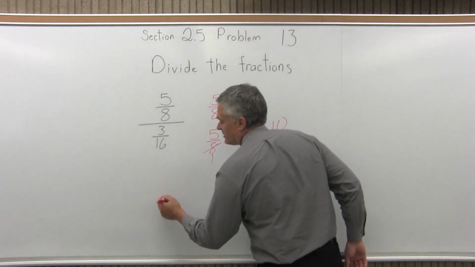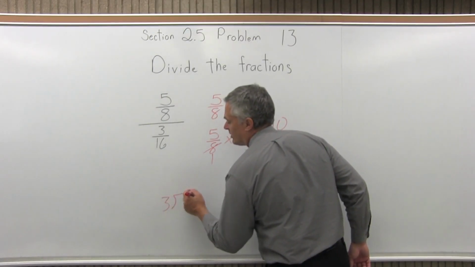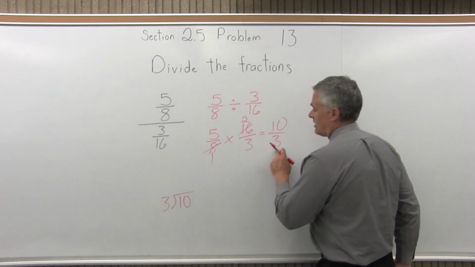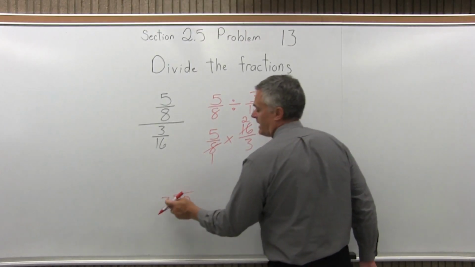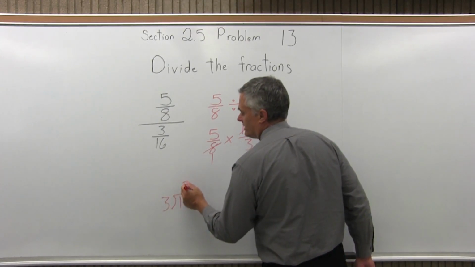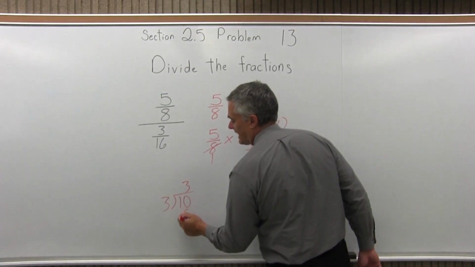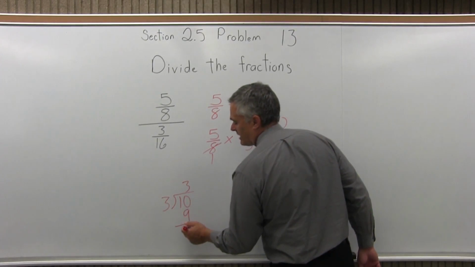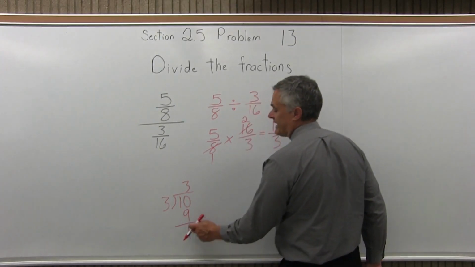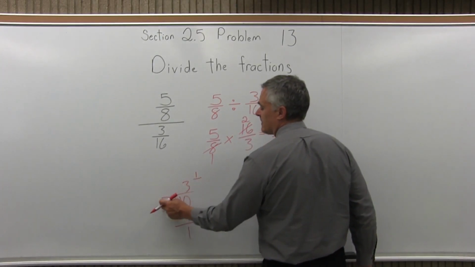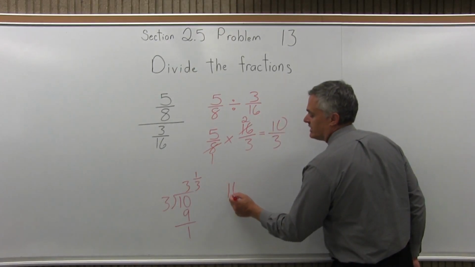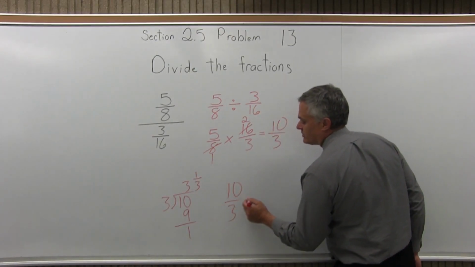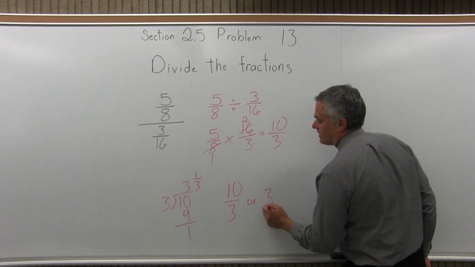But if they would rather see your answer as a mixed number, what you do is you divide the denominator, in this case 3, into the numerator, in this case 10. And let's see, 3 will go into 10 3 times. 3 times 3 is 9. And then 10 minus 9 is 1. So the remainder of 1 is my numerator. And the denominator, which was 3, stays the same. So the answer is 10/3, or if you prefer, 3 1/3.